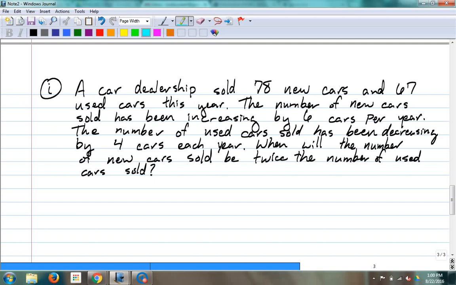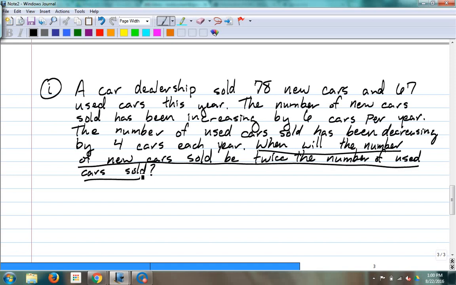The first thing it says is underline the question. So I'm going to underline the question. When will the number of new cars sold be twice the number of used cars sold? So I'm underlining. That's what I want to know at the end. If I know that question first, that helps me. Okay, it gives me an idea of what I'm going for. So when I get done, whatever number I get should be in what unit? What's the question asking? When? Years. It should be in years, like how many years from now? Okay.